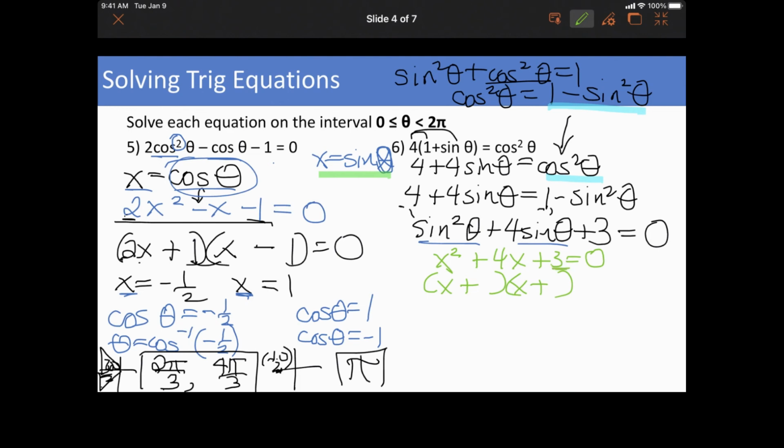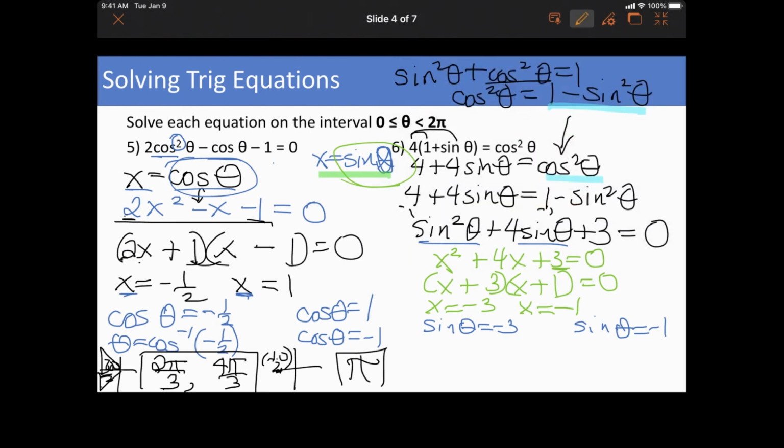What are the factors of 3? Well, there's only one pair, 3 and 1, right? So this is going to be x equals -3, x equals -1. Okay, and then I'm going to substitute that back in. So x is going to be sine theta equals -3, sine theta equals -1.